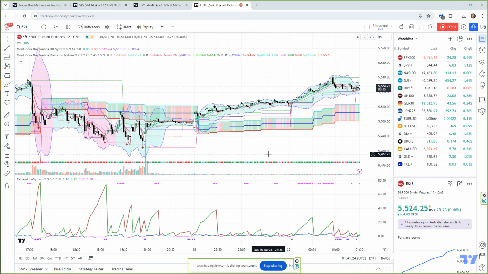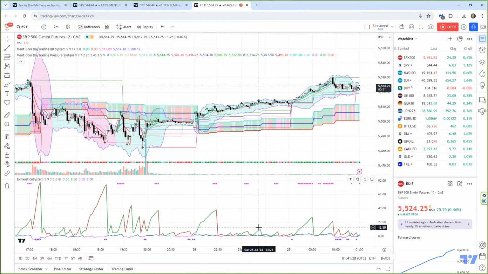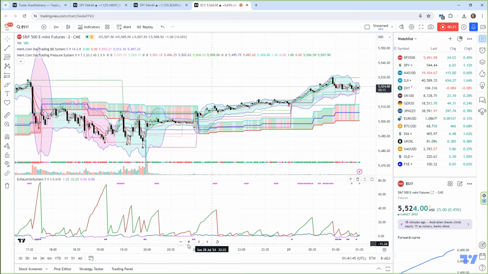This is Brad Matheny. Today's Sunday, the 28th of July, nearing the end of the month, trying to put the finishing touches on my tools that I hope to make available soon. Built an exhaustion system around the pressure system last week, or this weekend, Friday, Saturday, Sunday. Had a little debugging to do, but look how beautiful this is actually playing out.